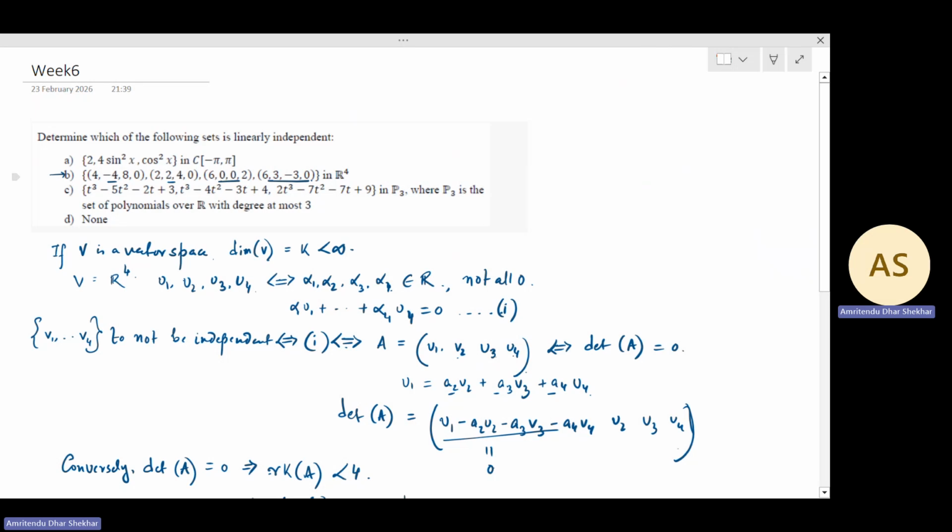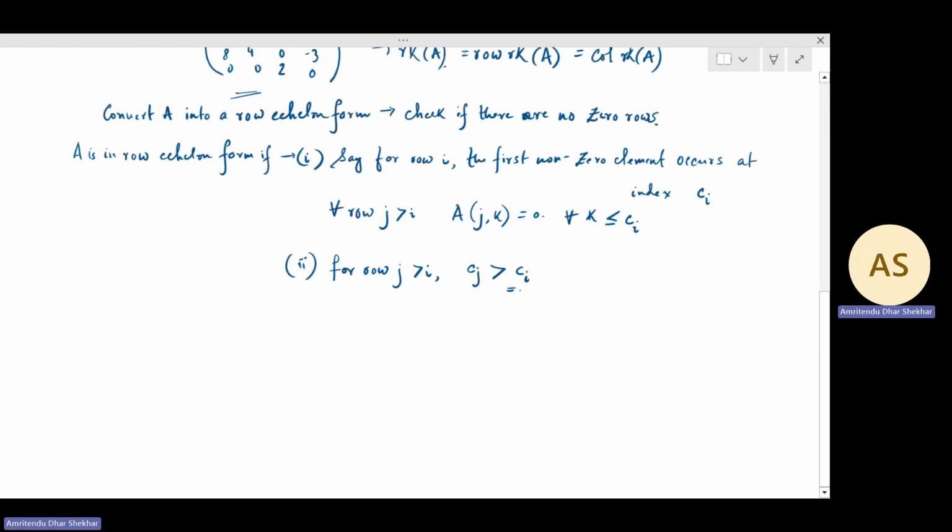Okay, so this is how we can check for the second option. Now, what about the third option? For the third option, the space is the space of polynomials of degree 3, of degree at most 3. Notice that the space of polynomials of degree exactly equal to 3 is not a vector space.